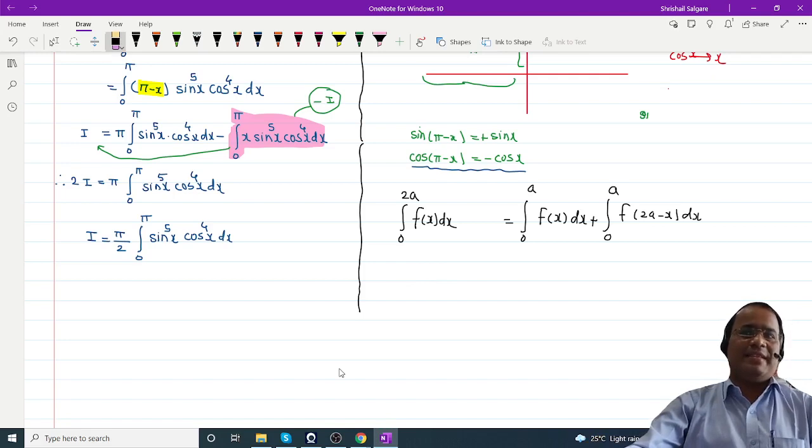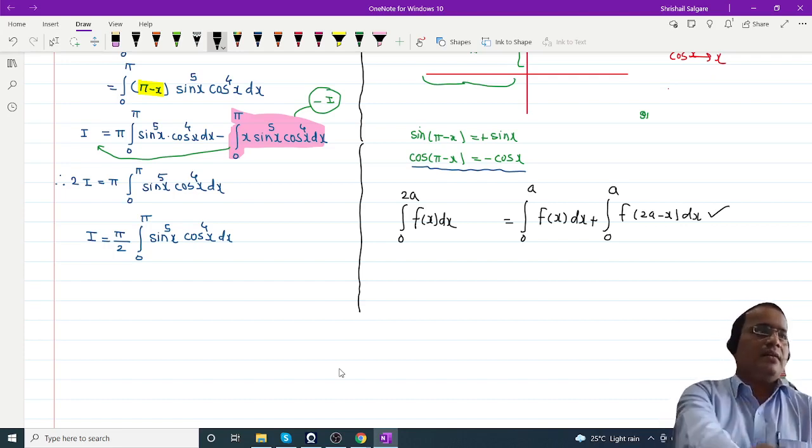Okay, in this case f of 2a minus x is equal to f of x; for this particular example it is 2 times, that's why we write 2 times. Every time it is not possible, but for this example it comes 2 times, right?